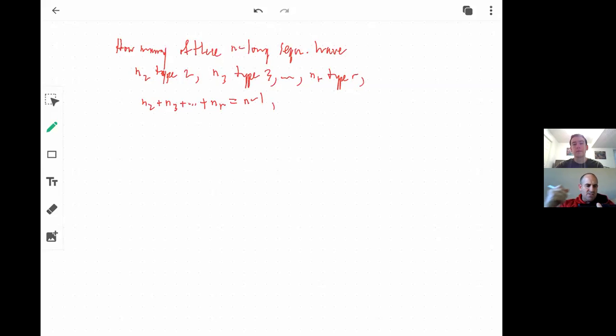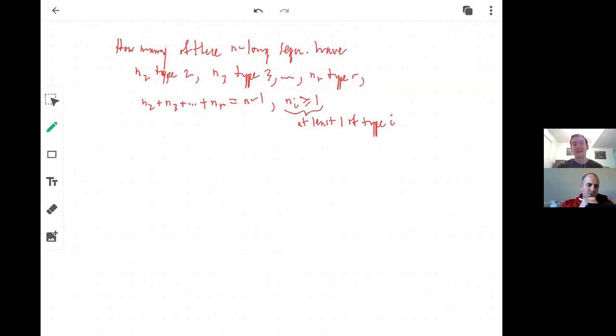And what has to be true about these n's? We want n_i to be greater than or equal to 1, right? Because that's telling us that we have at least one of type i. Does that make sense? Yeah. Well, that's an annoying restriction.